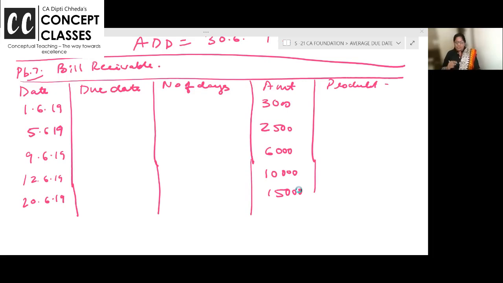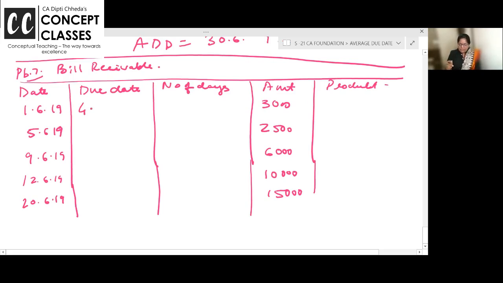Now, from 1st June the due date is 3 months. First, 3 days of grace, like if it is 3rd, 4th, 5th, 6th. So after 1st, 2nd, 3rd, 4th. And how many months is the duration? 3 months. So June, July, August, September. This is the due date. Next, 5th of June. So in 5th, 3 days grace: 6th, 7th, 8th. This is the grace. Now 5th June, 3 months. So 8, 9 is the due date.